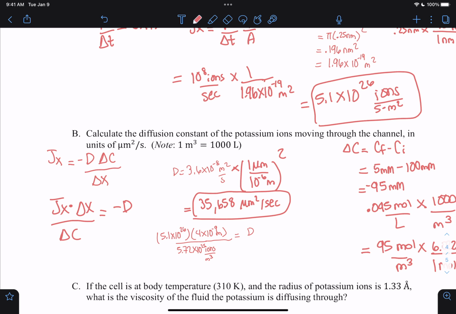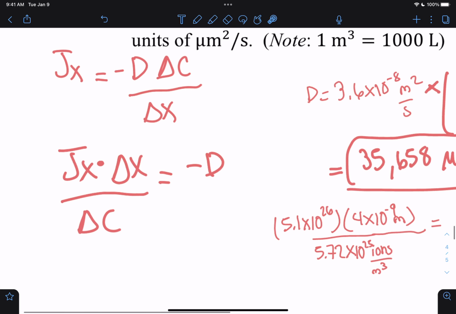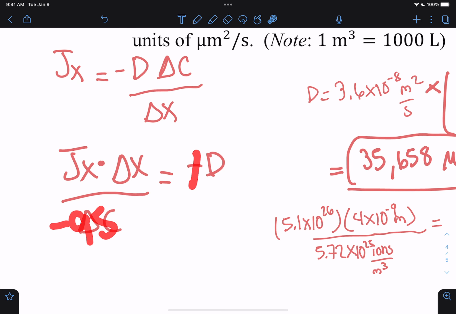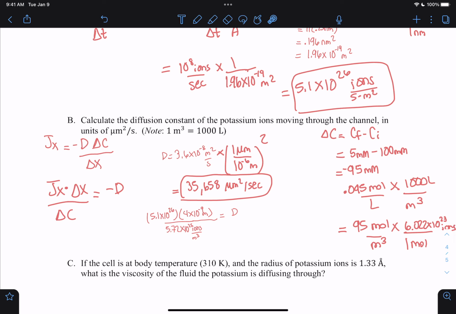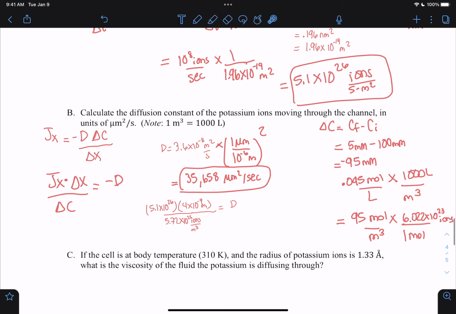Yeah, go ahead. Yeah, so if this was the negative 95 here, the negatives cancel out because of this negative D there. Yep. No worries. But yeah. Does that make sense for part B? It's a long-winded part there.